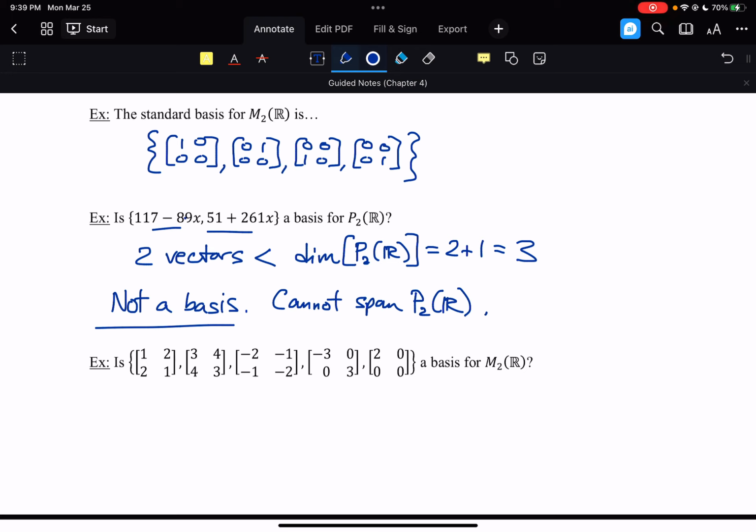And even just by looking at it, notice that both of these have constant terms and x terms, but no x squared terms. There's no way you're going to get all second degree polynomials or less included when you don't even have a square term in either of the vectors that went into it. So there's not enough vectors. It can't span all of P2, meaning that it cannot be a basis for P2.